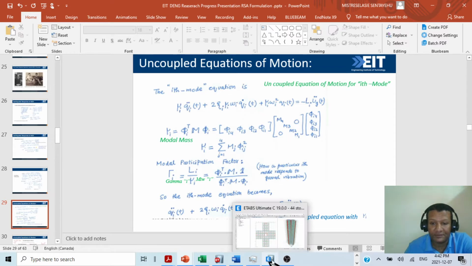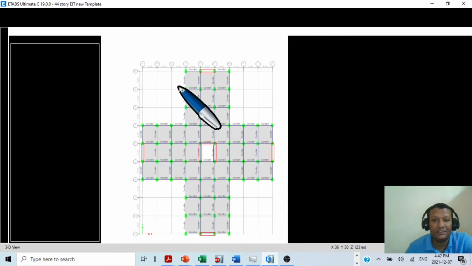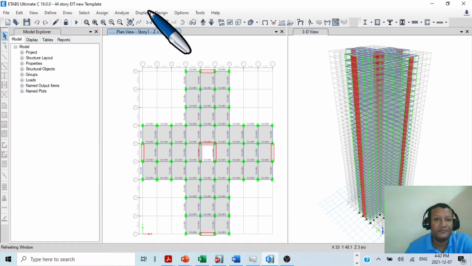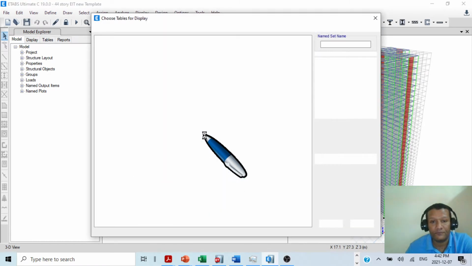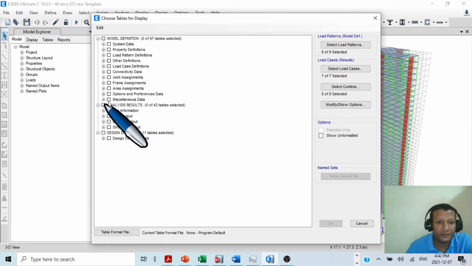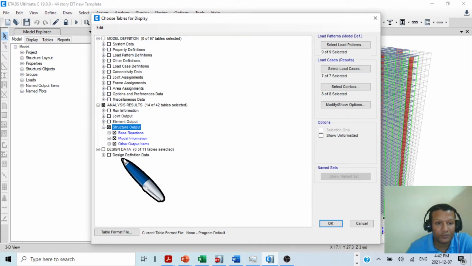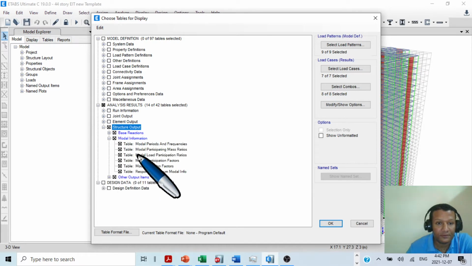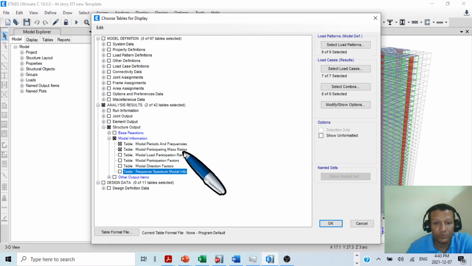For example, just for the sake of demonstration, in our demonstration we display table, structural output, modal information. No, we don't need this, and we don't need this. Only I need modal, this one, this modal participation.